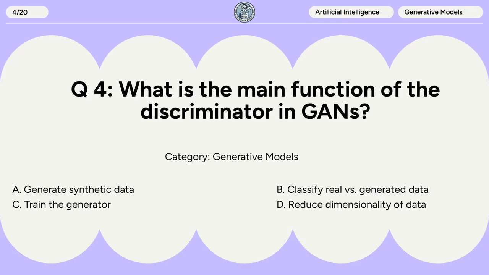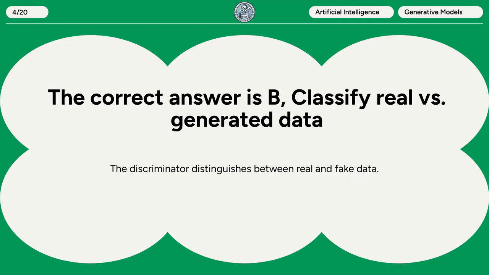Question 4. What is the main function of the discriminator in GANs? A. Generate synthetic data. B. Classify real versus generated data. C. Train the generator. D. Reduce dimensionality of data. The correct answer is B. Classify real versus generated data. The discriminator distinguishes between real and fake data.